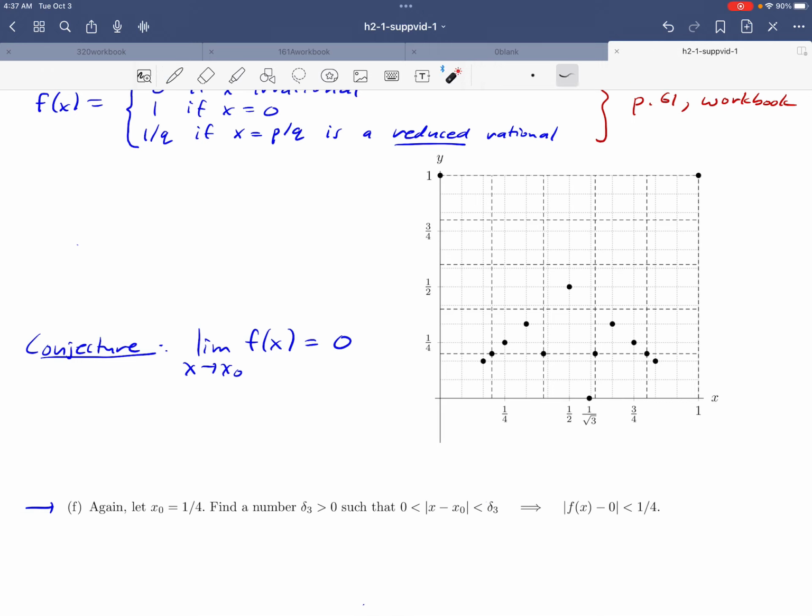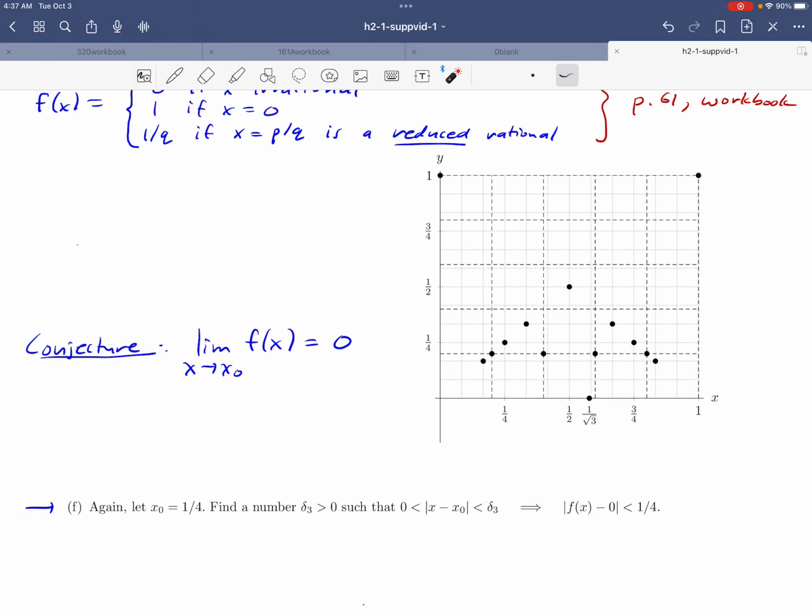They're giving us a specific number, x0 equals 1/4, and they'd like us to find a number delta 3 greater than 0 such that if this statement is true, which is just basically saying that if |x minus x0| is less than delta 3, in other words, if x is close to 1/4, then our output values f of x are close to 0, and 1/4 is our measure of closeness here. Okay, so how do we choose this?